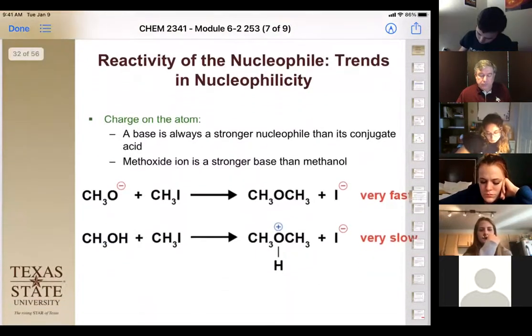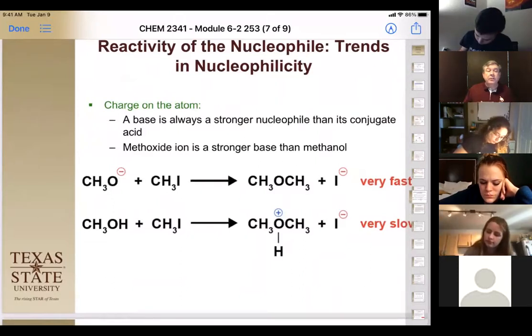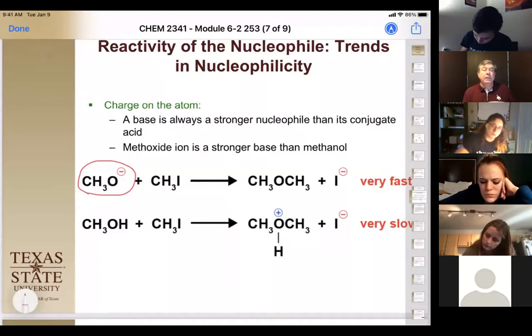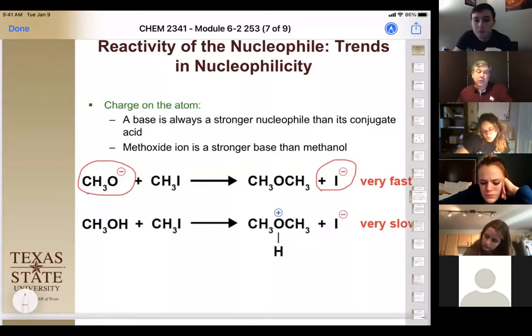The other thing that affects it is charge. If you already have a negative charge on an atom, it's going to be a much better nucleophile than if it was a neutral species. One of the reasons is that we have a negative charge on this side of the reaction and a negative charge on that side of the reaction. So we're going from a single charge to a single charge. That is going to be our fastest substitution reaction possible.